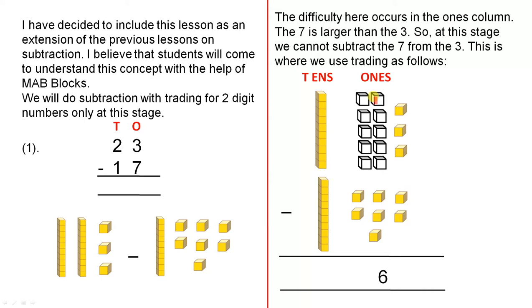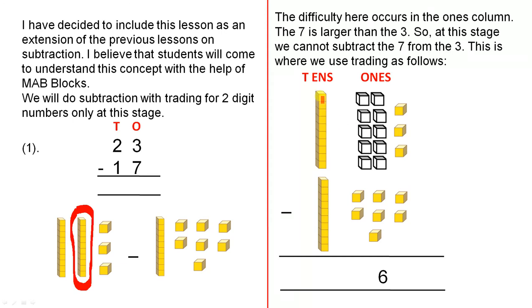Now this is how we overcome the difficulty. See the difficulty here where this 7 is greater than the 3? This is how we overcome the difficulty. We take this 10 here, see that there, that 10 there, we take that and we change it to 10 ones. That's what we do, because this is really 10 ones. So when we take that long there and change it to 10 ones, this is what we get.